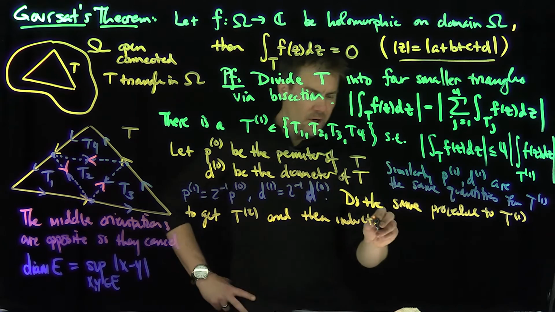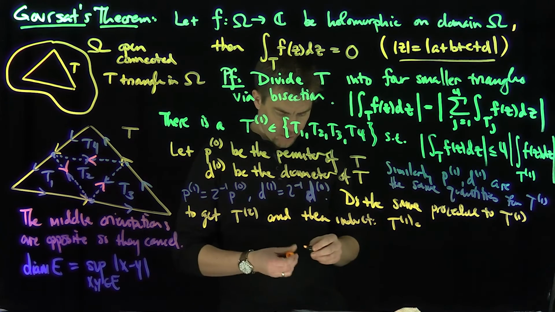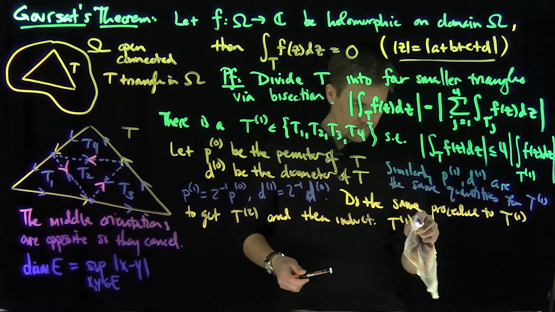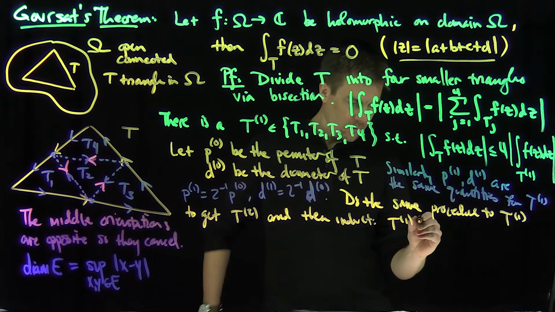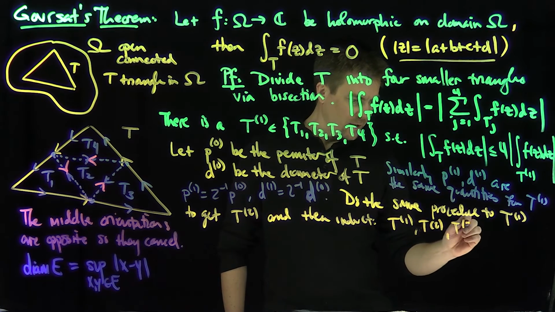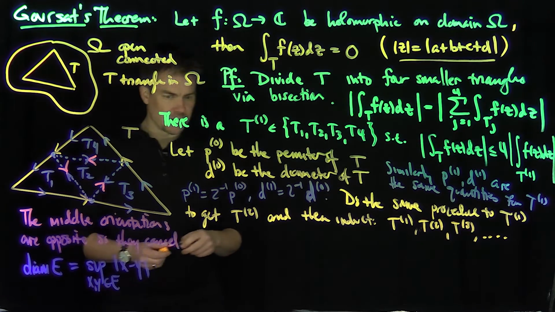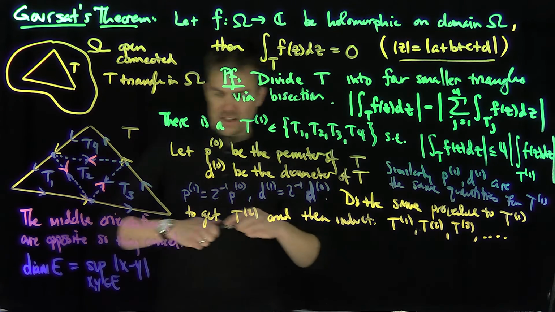Okay? And then we're going to get a sequence of triangles, T1, which contains T2, T3, etc. Now here's the salient features of these things. We get the following estimates. What estimates do we need over here?